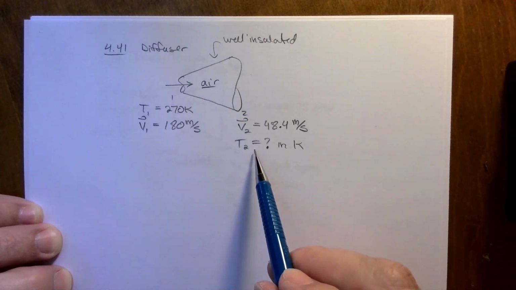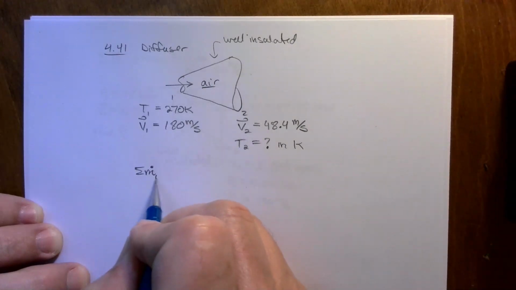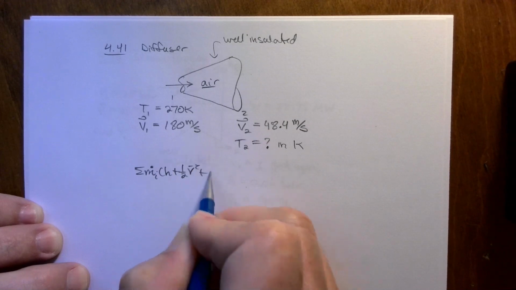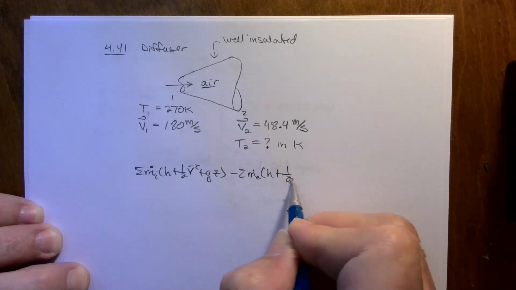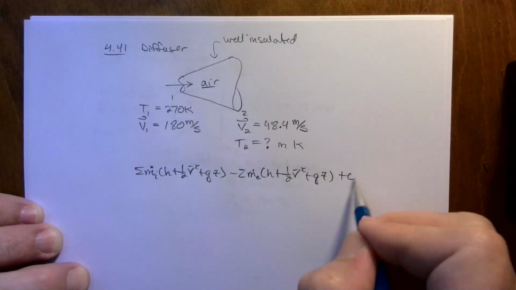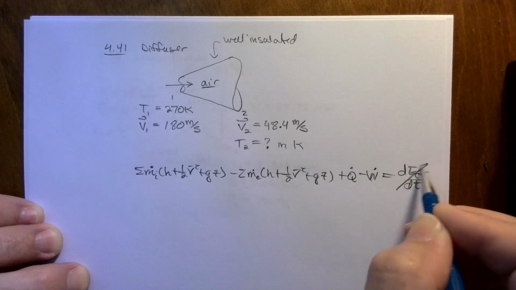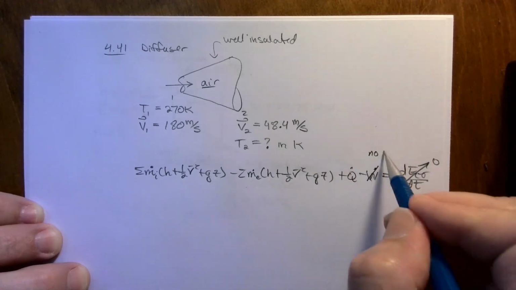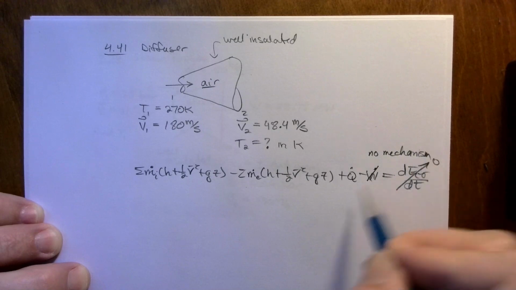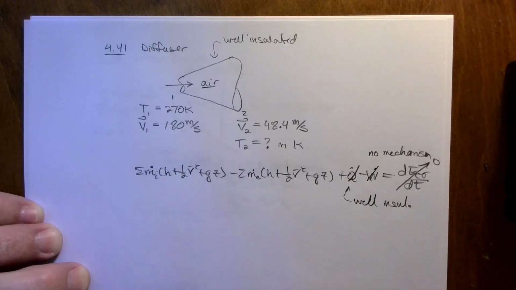Okay, so let's go ahead and do an energy balance on this one, and that gives us a connection between state 1 and state 2. Summation of m dot inlet times h plus 1/2 the velocity squared plus gz, minus the summation of m dot exit times h plus 1/2 the velocity squared plus gz, equals Q dot minus W dot equals dE control volume dt, and so it's in steady state, so that's 0. It's a diffuser, there's no mechanism to do any work. Right, it says it's well insulated, so there's no heat transfer.